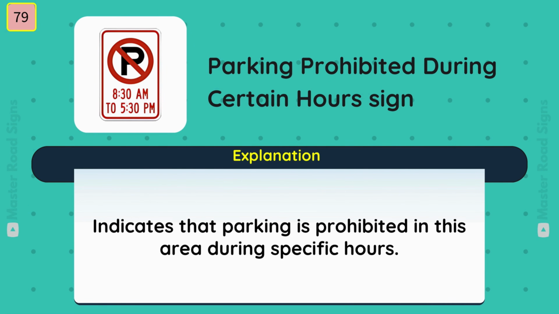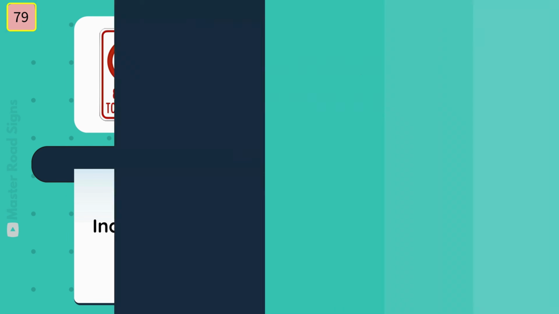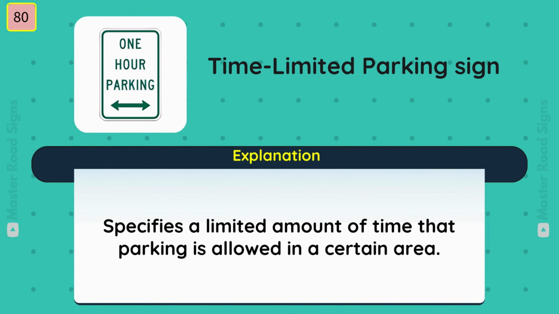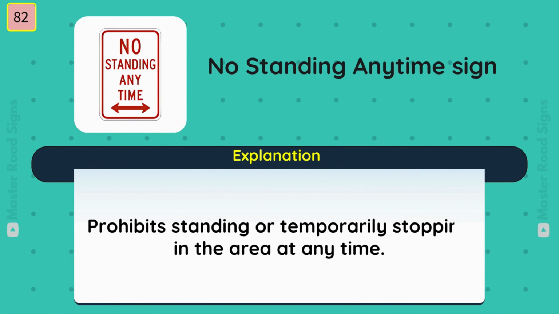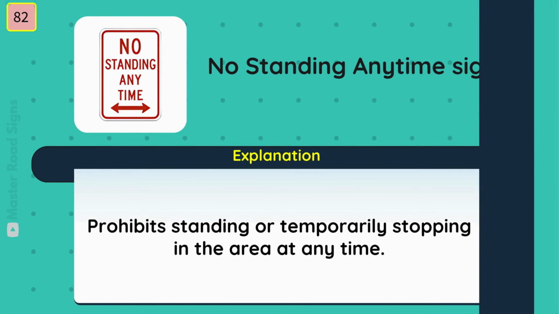Parking prohibited during certain hours sign indicates that parking is prohibited in this area during specific hours. Time-limited parking sign specifies a limited amount of time that parking is allowed in a certain area. Tow-away zone sign indicates that parking is prohibited in a marked area and that vehicles parked there may be towed away. No standing anytime sign prohibits standing or temporarily stopping in the area at any time.